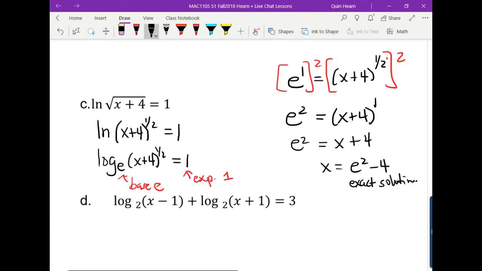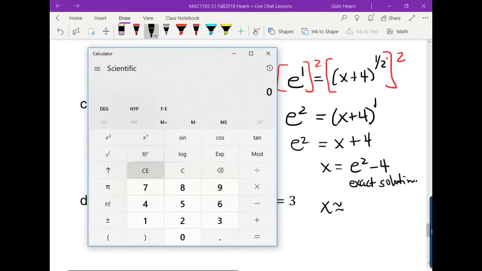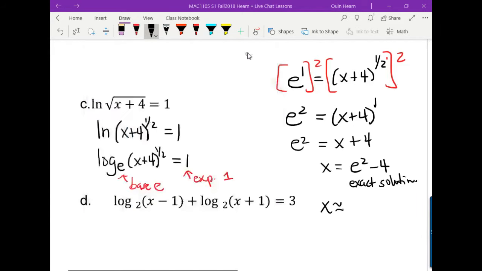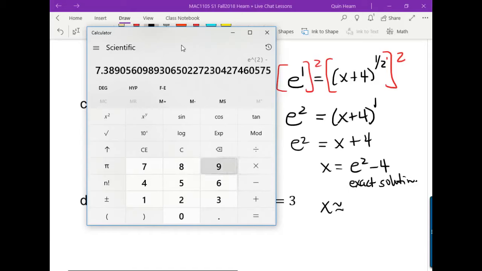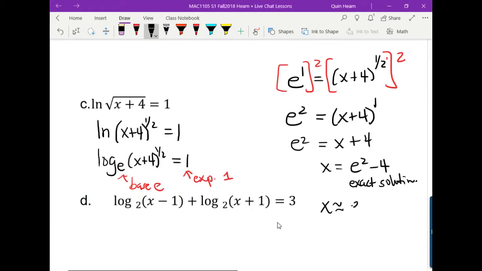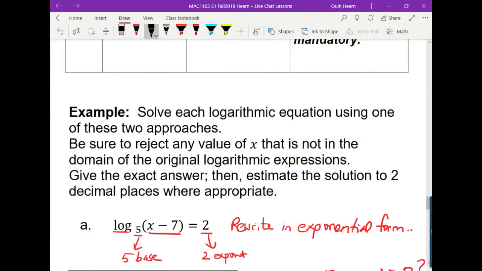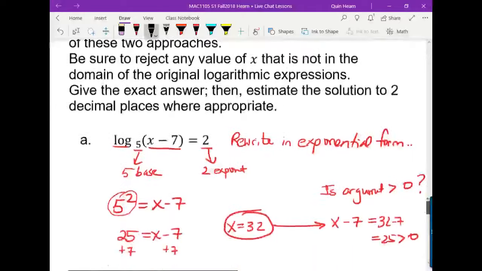Okay, now what do we do? Well, we're going to square both sides to get rid of the 1/2 power. Because remember, when you raise a power to a power, you multiply the exponent. So if I multiply 1/2 times its reciprocal, 2, it's going to turn into a 1. And that's what we want. So we're going to have e squared equals x plus 4 to the 1st power. But anything to the 1st power is itself, so I really don't need those parentheses. I can just say e squared equals x plus 4, and then I'm going to subtract 4, and x is equal to e squared minus 4.